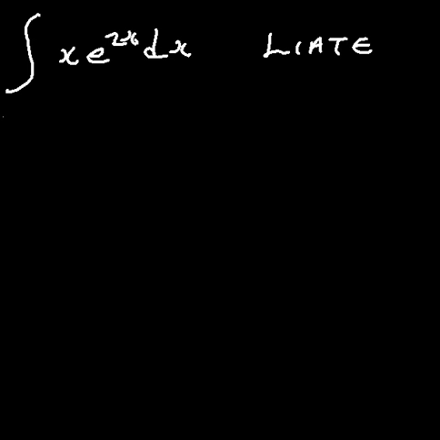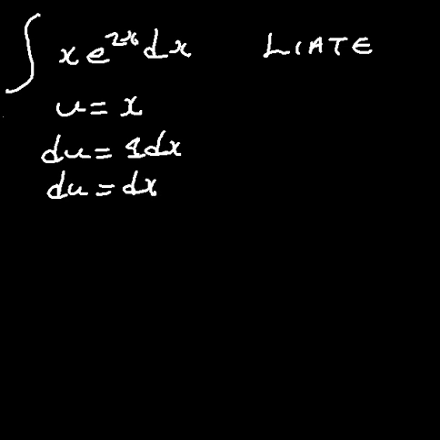As you can see, we have the algebraic and the exponential. In LIATE, which one starts? Algebra starts. So algebra is given as u, which is x. And what is du? We'll have it as 1 dx, which means du is equal to dx. And obviously the other one is dv, which is e to the power 2x dx.